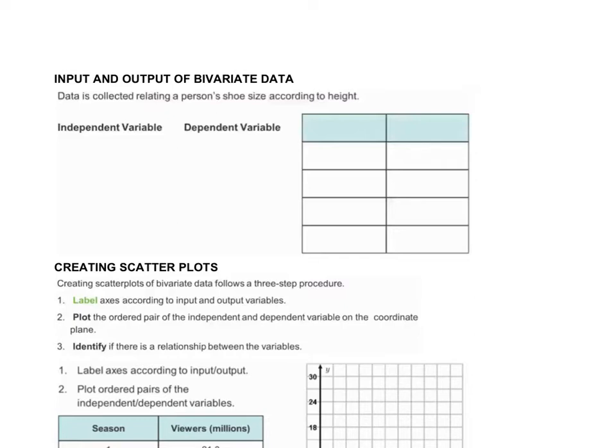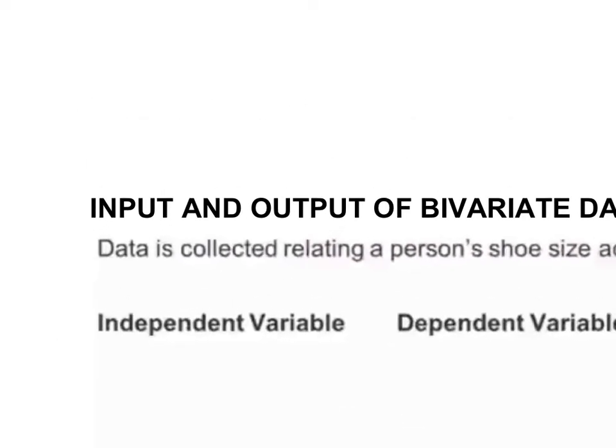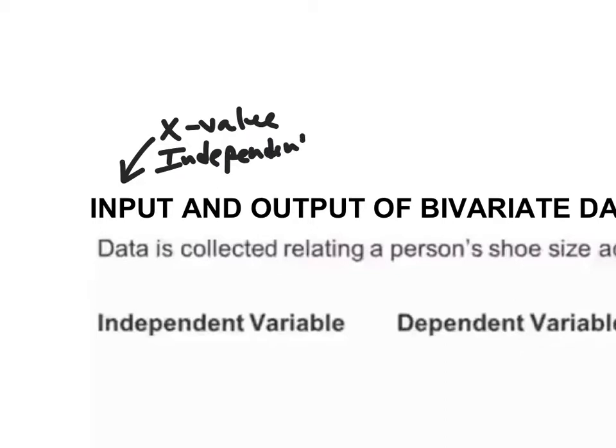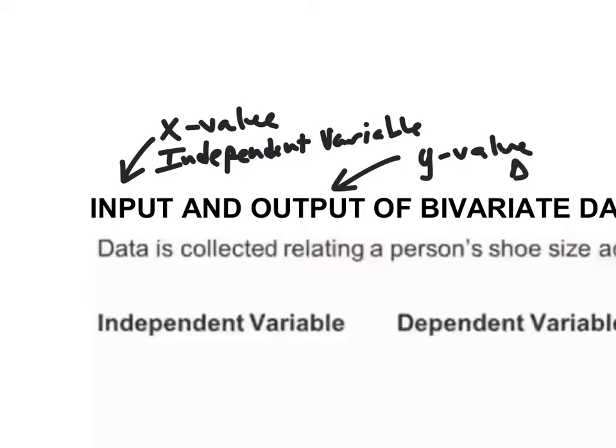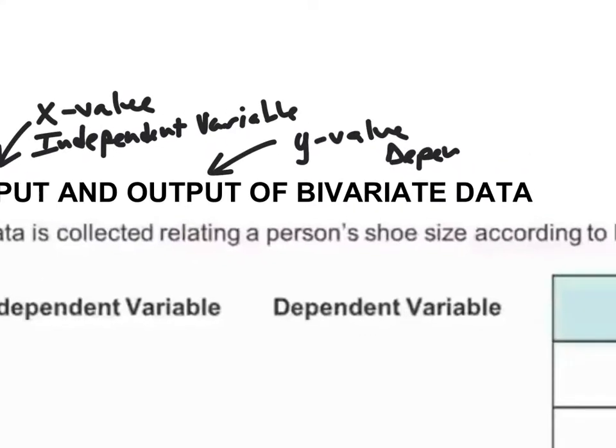Okay, on this one, we often can use the word input and output of bivariate data. And so what I want you to realize is that input means x value, okay, and that's also your independent variable. Okay, your output is your y value, and that's often called your dependent variable, okay? So let's identify that first, dependent variable, okay?